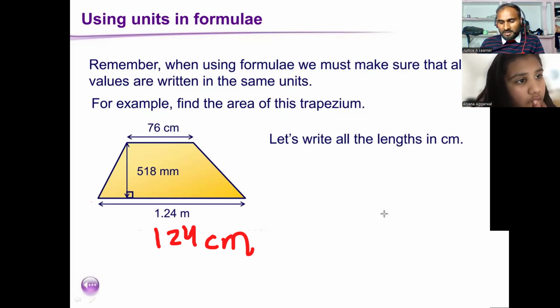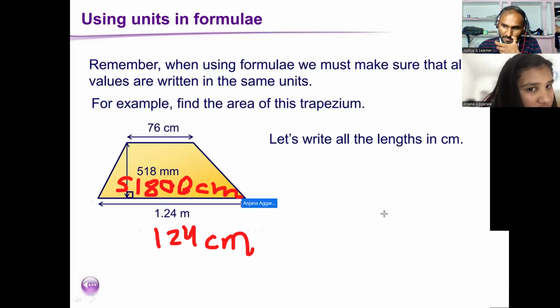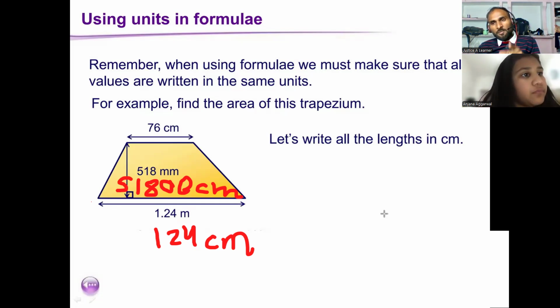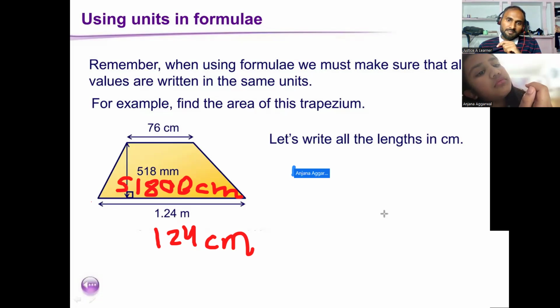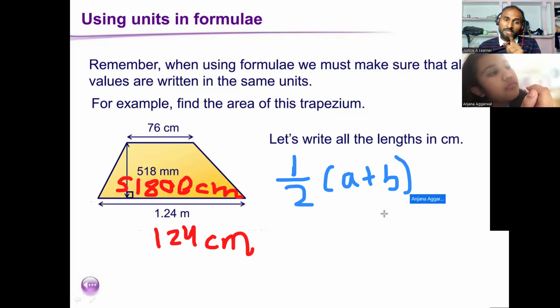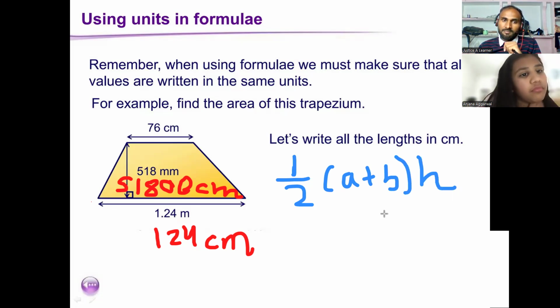Millimeter to centimeter. How many centimeters are there in 1 millimeter? 10 millimeters make 1 centimeter, so it is just the opposite. 1 millimeter is equal to how many centimeters? So this is 1 upon 10, which means 0.1. So that would be 51.8.